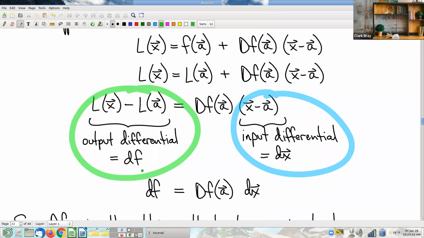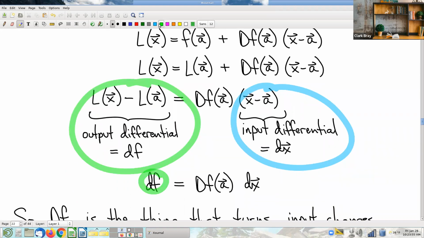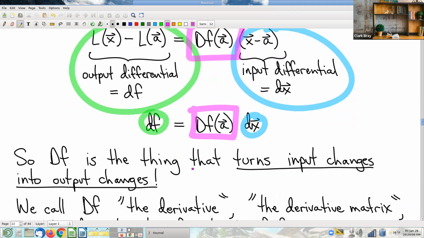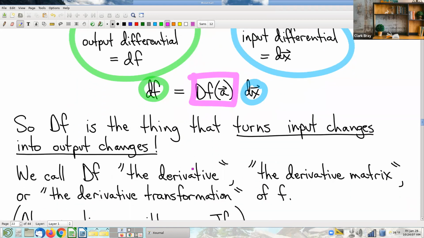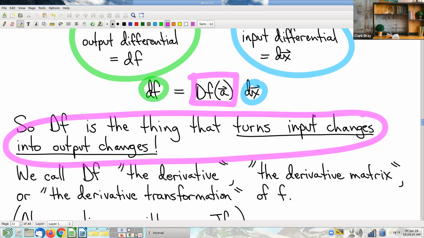So I can rewrite all of this then as df and dx being related by this thing here. And this harkens back to the very first thing that we said about derivatives. We had single variable derivatives previously, and then we said, well, we want to generalize that to a multivariable setting. So what is the defining character? What makes something a derivative anyway? Well, it's a relationship between input changes and output changes. And check it out, that's exactly what the DF matrix does. It takes your input differentials and turns them into output differentials.